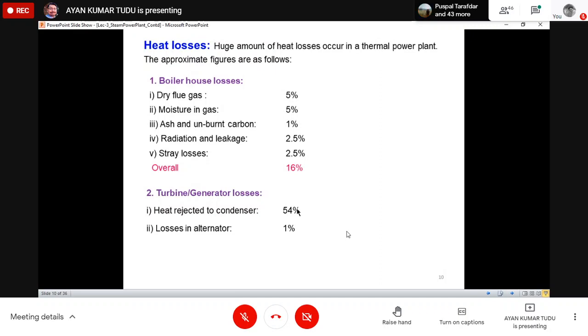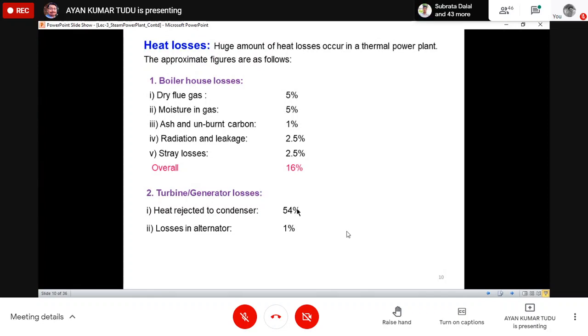Please remember that this loss is unavoidable and cannot be converted into our mechanical form. And the thermal efficiency of this particular turbine and the power plant depends upon the temperature and pressure of the steam at the inlet of the turbine, that is the HP turbine, and the back pressure of the condenser.